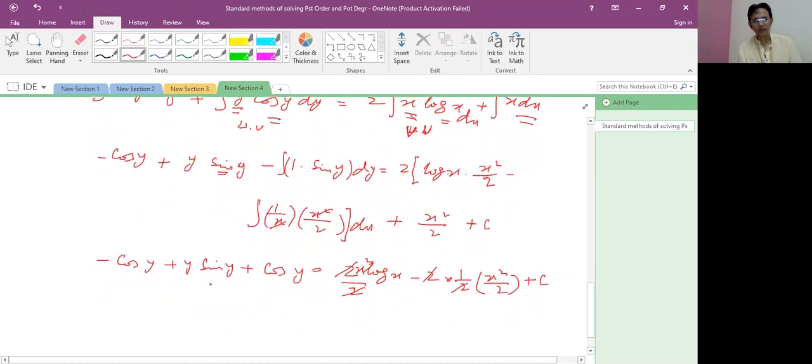So the answer: minus cos y and plus cos y cancel each other. y sin y equals x square log of x minus x square upon 2 plus c.